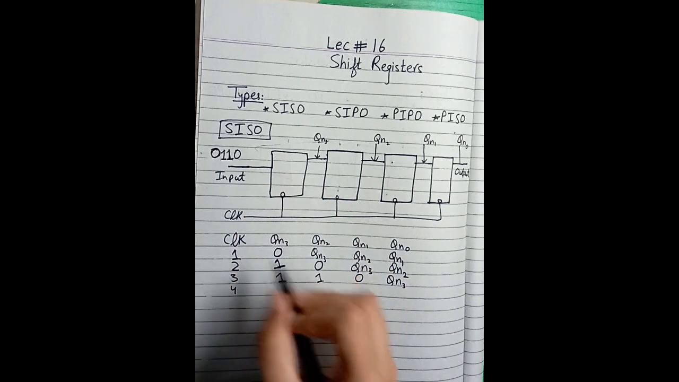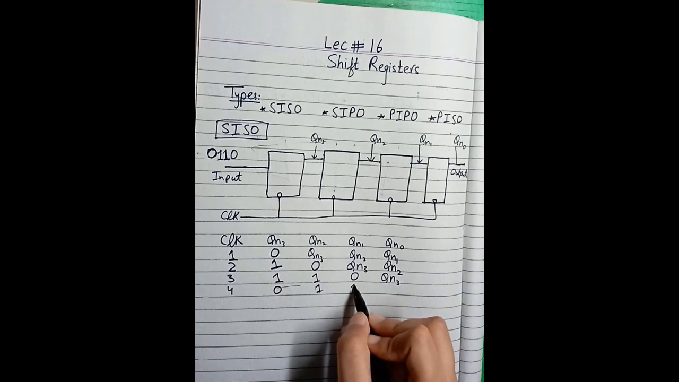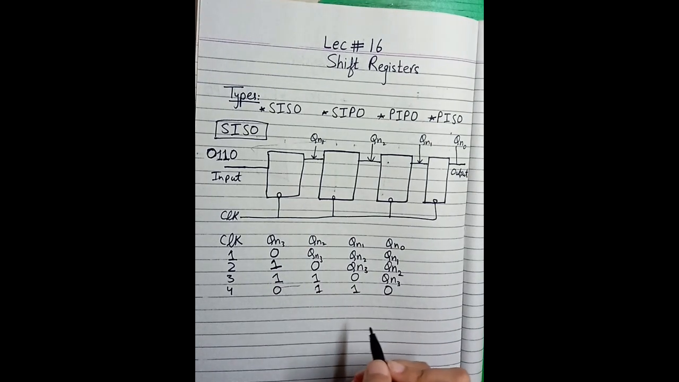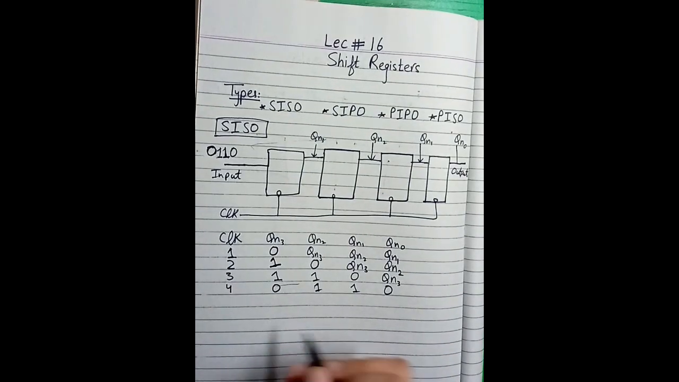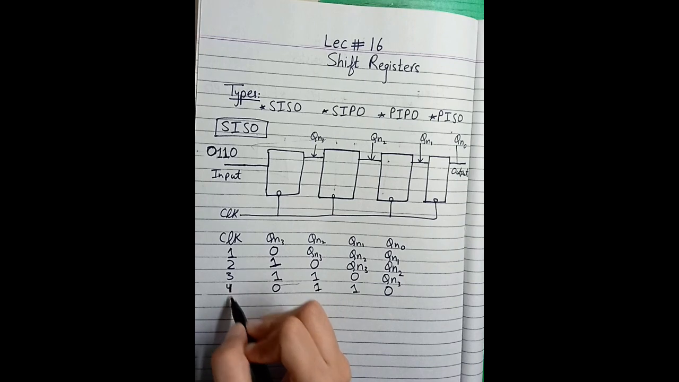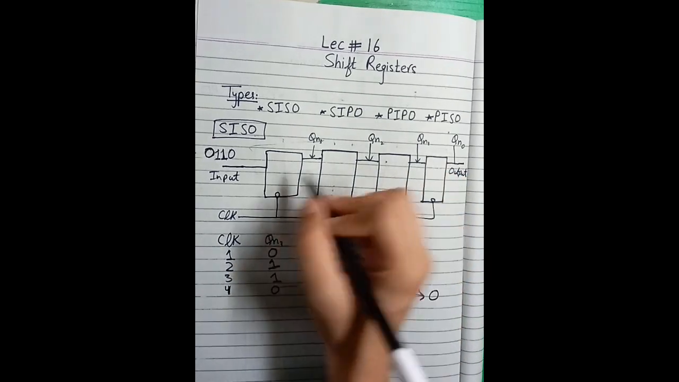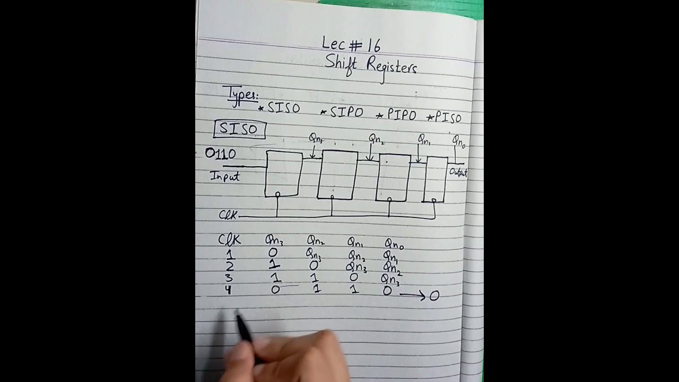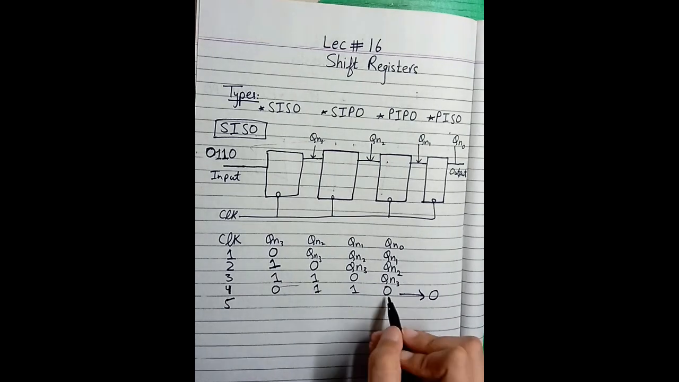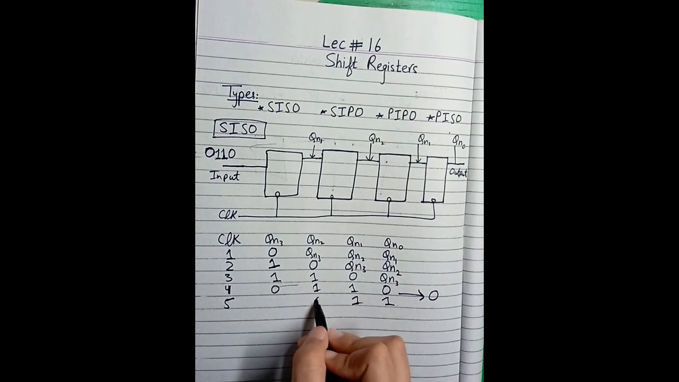On the fourth clock, the 0 will move forward, all the values will step forward: 1, 1 and 0. As we have serial input, serial output, after 4 clocks we have the output 0 as the serial output. On the 5th clock, as we have this as the output, this one will move forward, this one will be here, and this 0 is here.